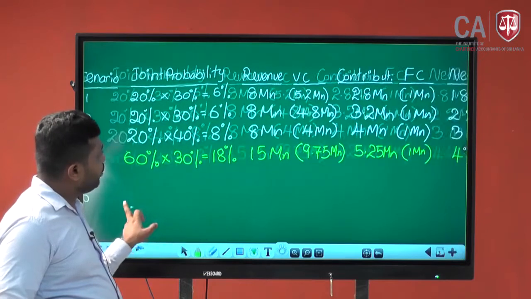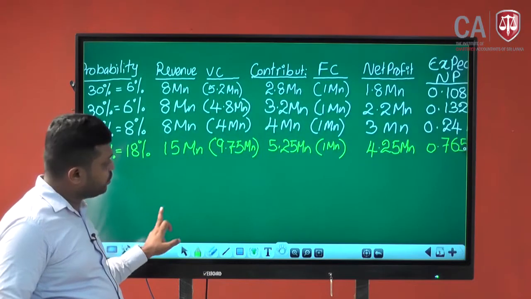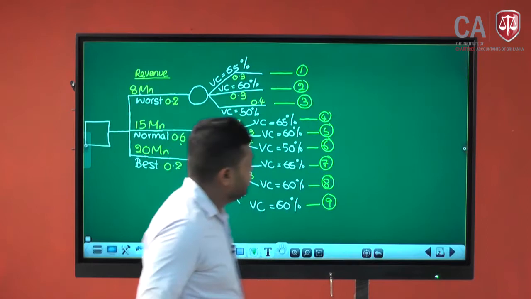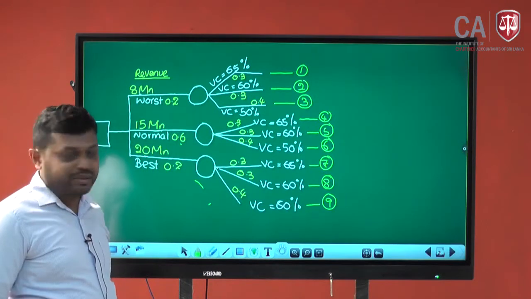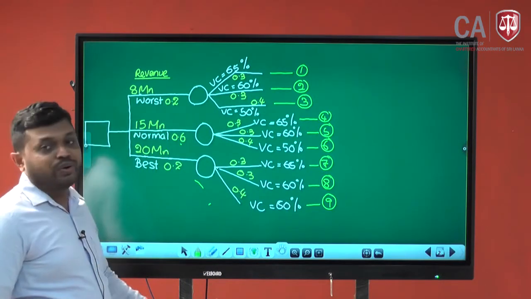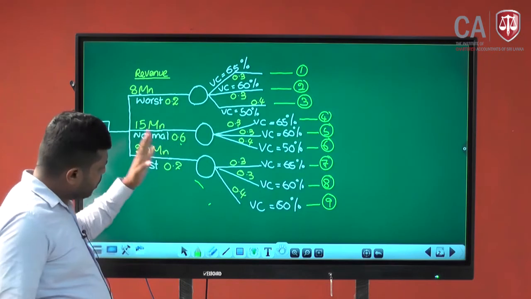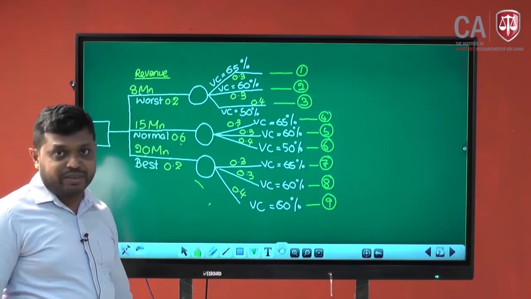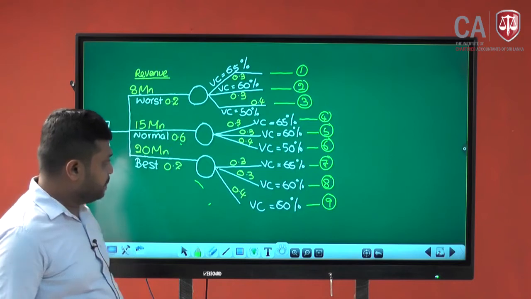Now you have identified 9 different scenarios based on the decision tree which you have constructed. Based on this, now we are going to work out how to calculate the expected profit.